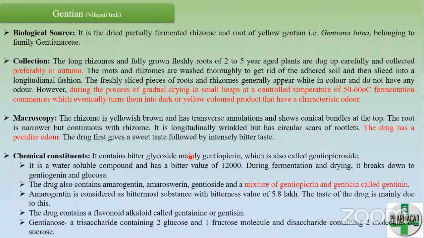Okay. Gentian is nothing but a rhizome and it has a peculiar odor. Fresh drug will have a sweet taste followed by intensely bitter taste later on. Okay. Major chemical constituent is gentiopicrin, also called as gentiopicroside. Okay. Water soluble and has a bitterness value of 12,000. Okay. So it's a very highly bitter drug.